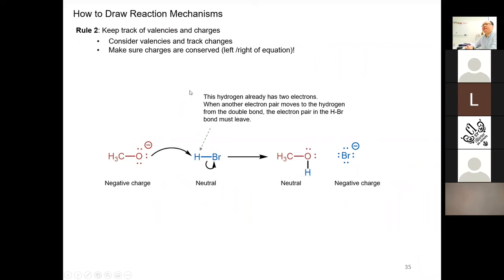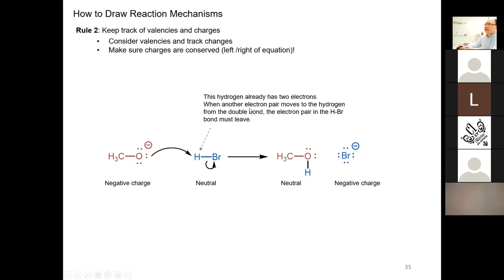Then you also need to keep track of valencies and charges in order to make a correct arrow pushing for the reaction. Okay, so for example, you have a negative charge here, right? The methoxide anion reacts with hydrobromic acid, and the arrow starts from a lone pair, or negative charge, to the proton here, and this bond breaks. Okay, you have to draw the breaking of this bond. Why? Because this hydrogen already has 2 electrons here.